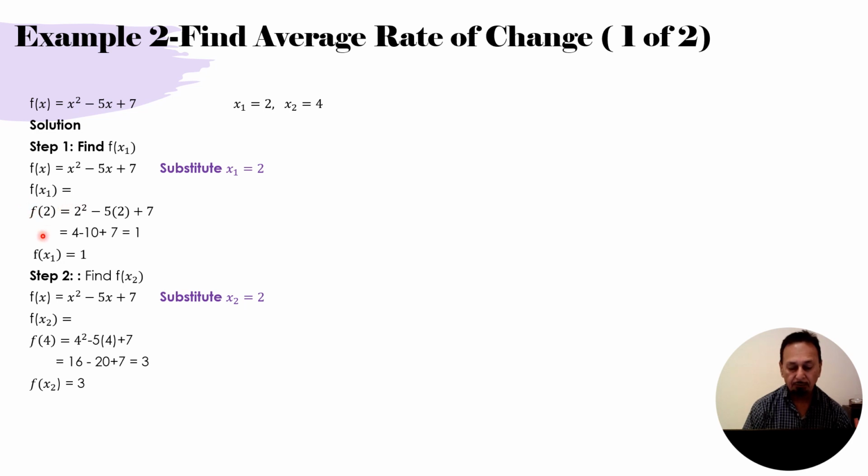So f of x1 is equal to f of 2. Now x becomes 2: 2 squared minus 5 times 2 plus 7. 2 squared is 4, 5 times 2 is 10, plus 7. So 4 minus 10 plus 7 would be positive 1. So f of x1 is 1.